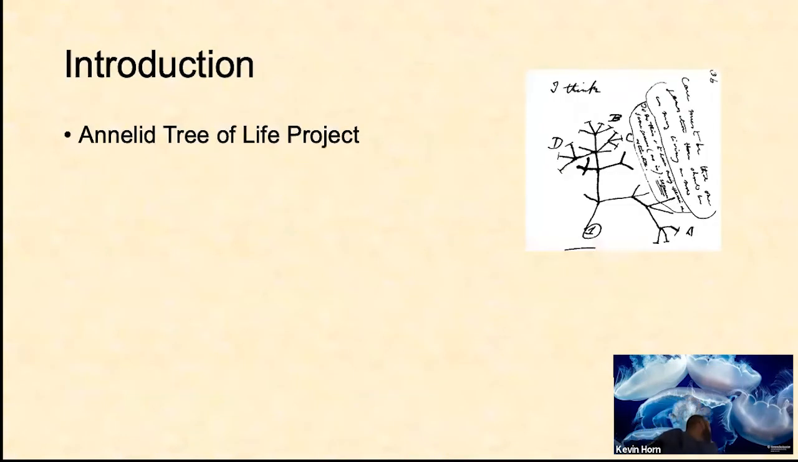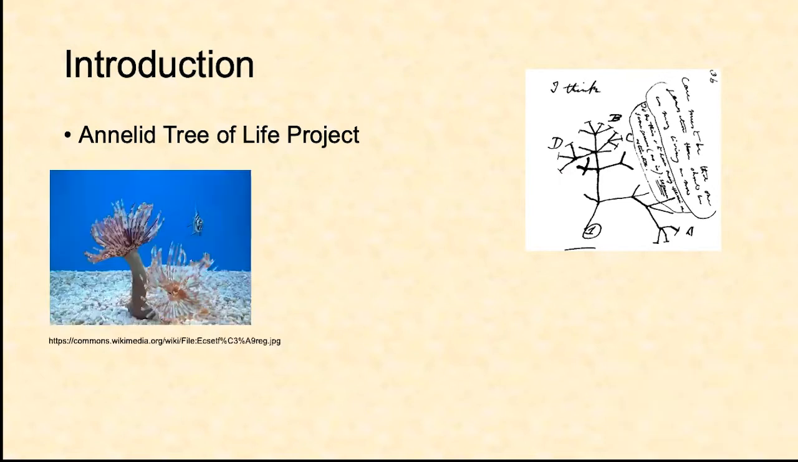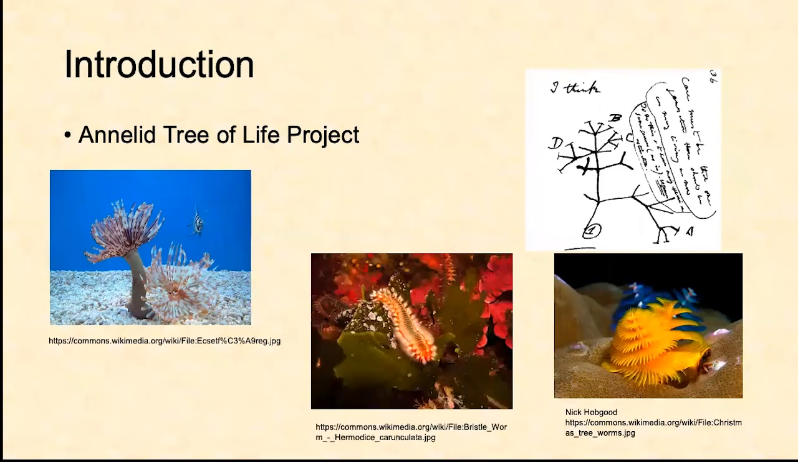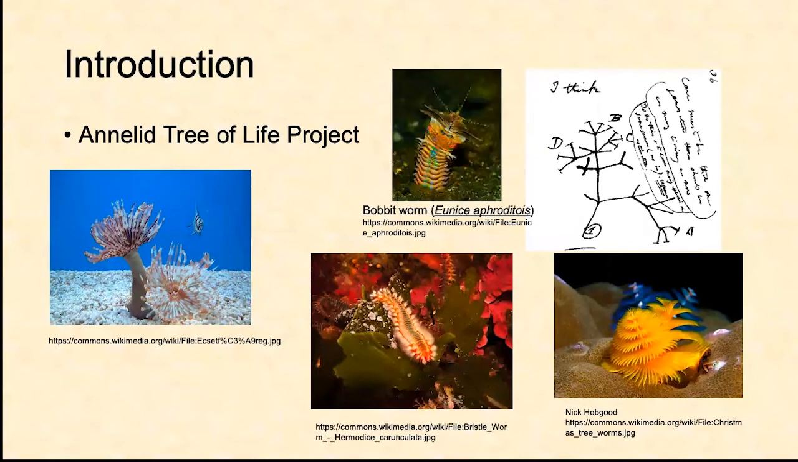So first of all, as Andy mentioned, I came here as part of the Annelid Tree of Life project. We were trying to assemble the family evolutionary relationships of annelids, which are segmented worms. And yes, that includes earthworms and leeches, what people usually think of when you talk about worms. But there's actually a lot of really other cool annelid worms, like these feather dusters, these Christmas tree worms, bristle worms, and everyone's favorite, the bobbit worm, which, look it up on YouTube for some great videos.